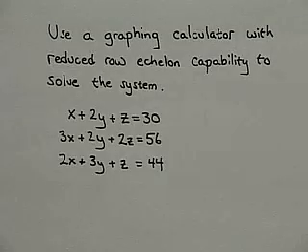Here we're asked to use a graphing calculator with reduced row echelon capability to solve the following system. We're given x plus 2y plus z equals 30, 3x plus 2y plus 2z equals 56, and 2x plus 3y plus z equals 44. Now, the first thing you'll need to do is make sure that you write down your augmented matrix correctly. So I'll take you through that really quickly, and then we'll go to the calculator.